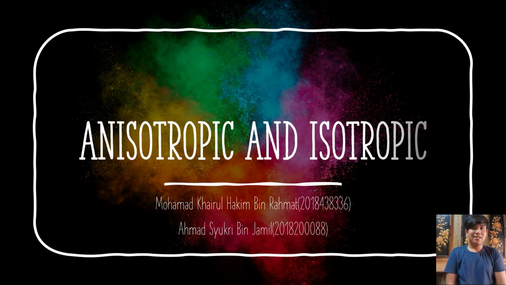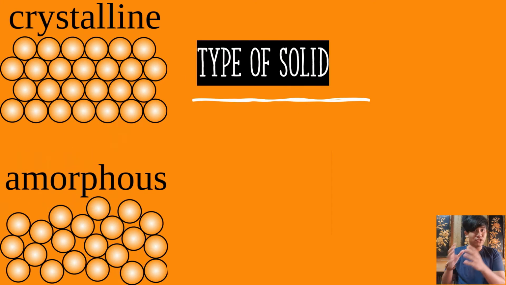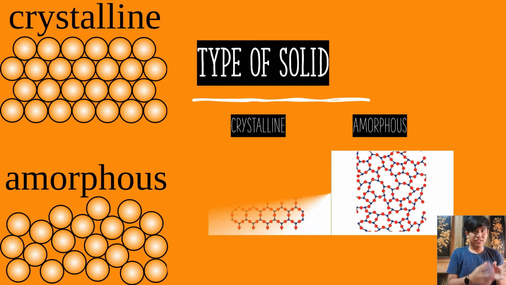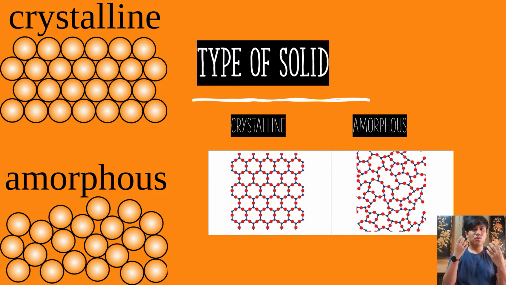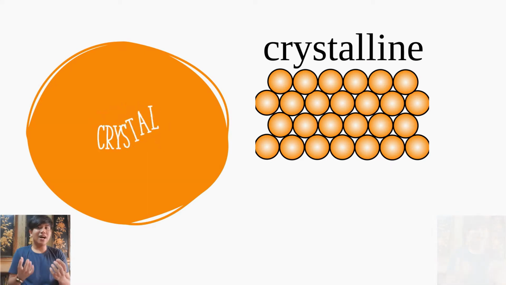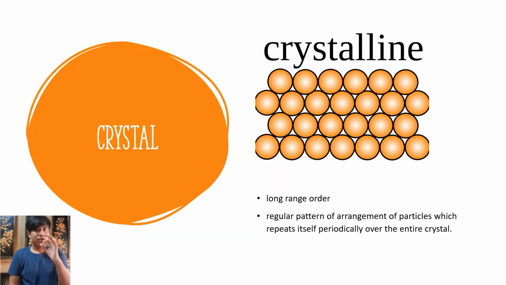Today we will be discussing anisotropic and isotropic. Before discussing anisotropic and isotropic in detail, we need to understand what crystalline and amorphous are. All solids can be either crystalline or amorphous. Crystals are solids that consist of a periodic array of atoms, ions, or molecules with long-range order. So what is actually long-range order?